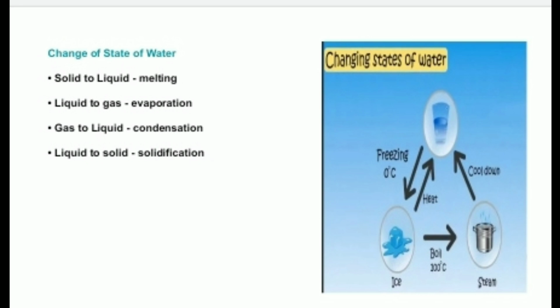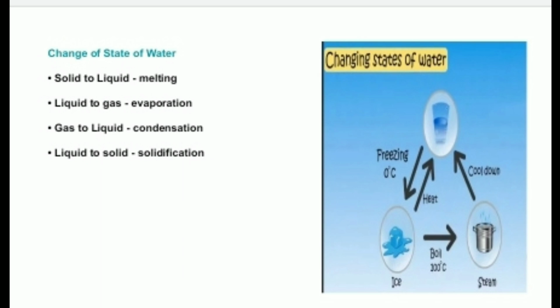Second one is liquid to gas. The process of changing a liquid into a gas is called evaporation. Water, liquid, evaporates to form water vapor, gas. Evaporation is a slow process. It becomes faster on heating, boiling the liquid.